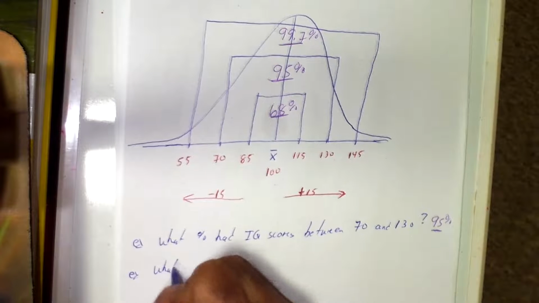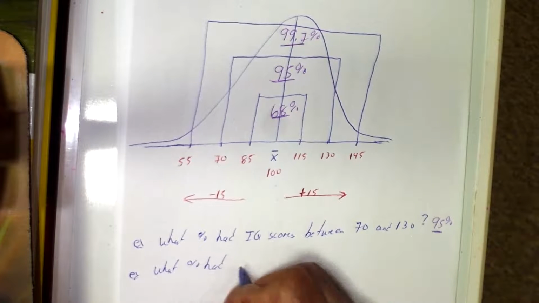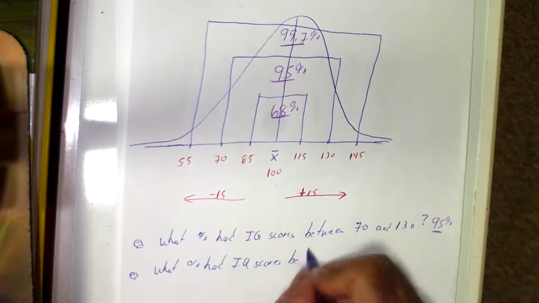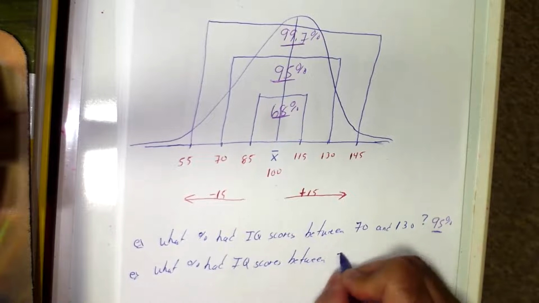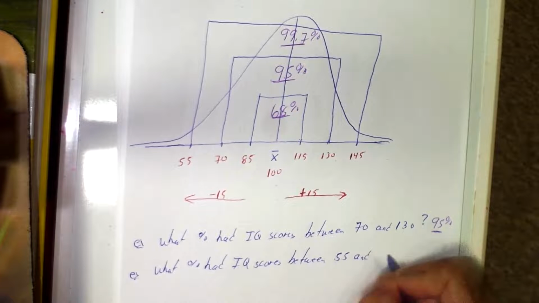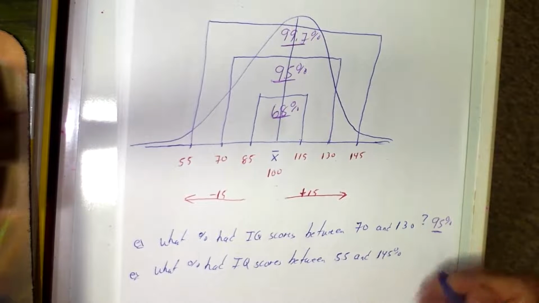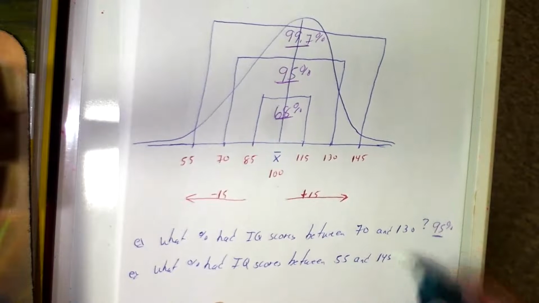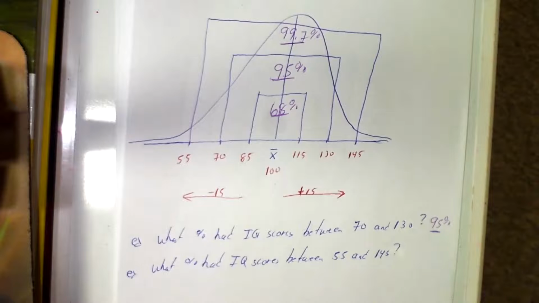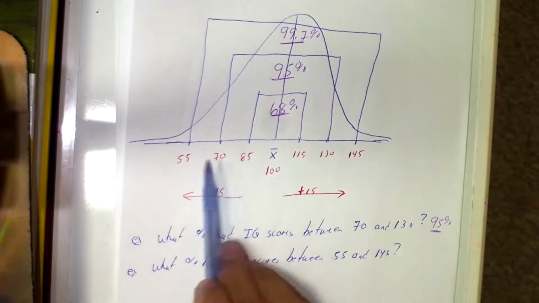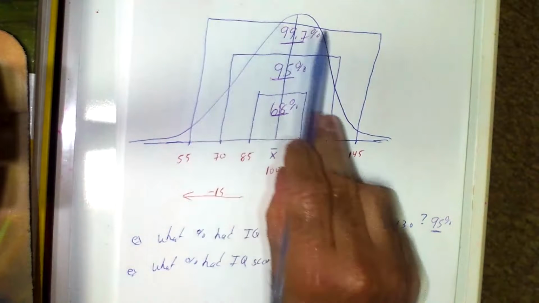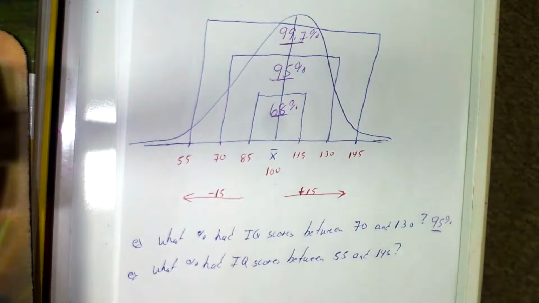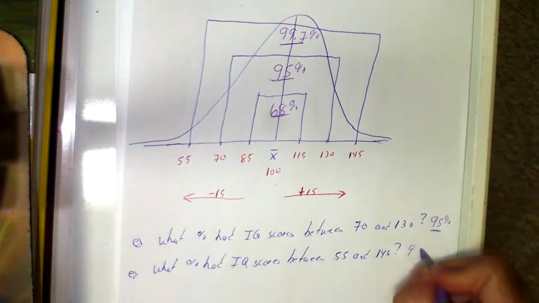I can ask you, what percent had IQ scores between 55 and 145? Right, so you go to 55, follow along. It should reach 145. That percentage is in the 99.7%.